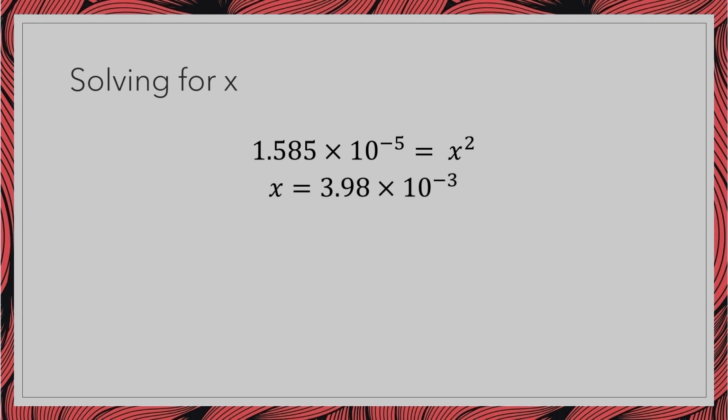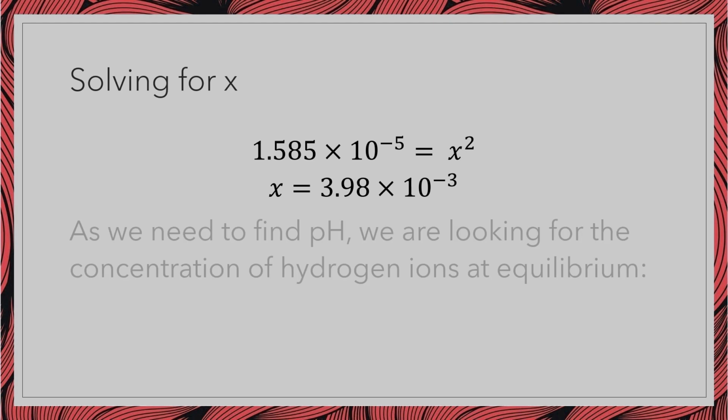So X should equal 3.98 times 10 to the negative 3. Now remember, when we take the square root, I know in maths it could be plus or minus, but we can't really add a negative concentration to 0. If there was already some starting concentration of our H+ and our acetate, maybe it would work, but for this one, no, we're just going to take the positive. So we get X equals 3.98 times 10 to the negative 3.